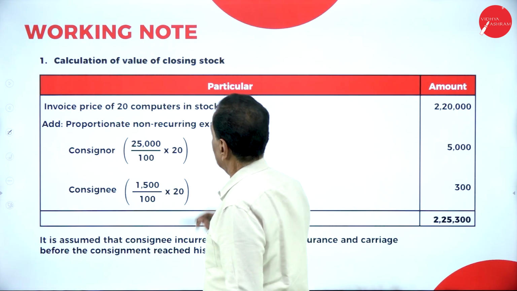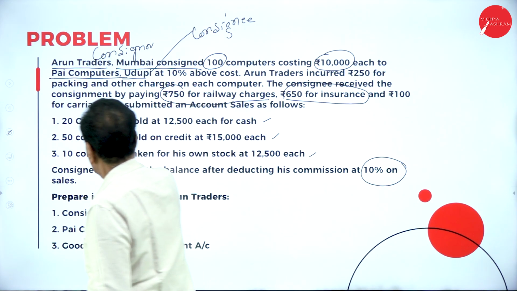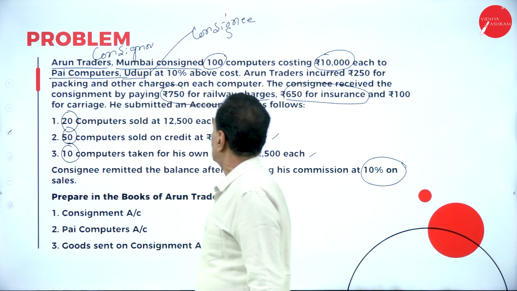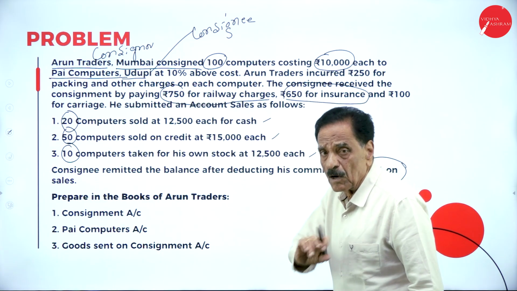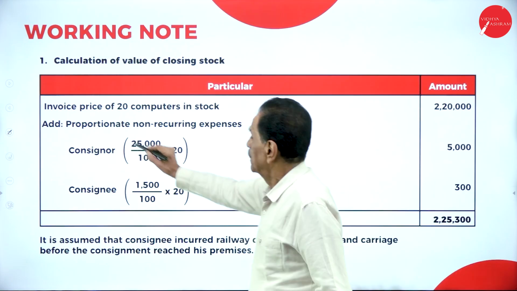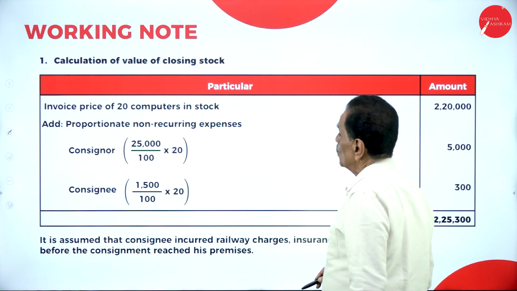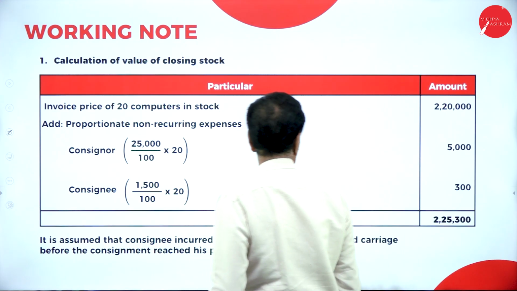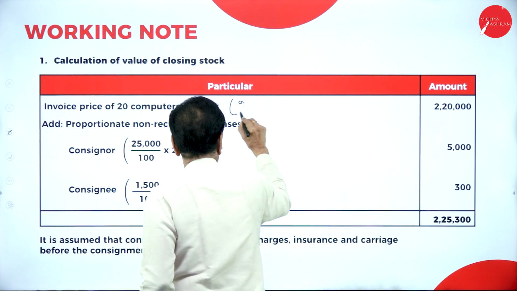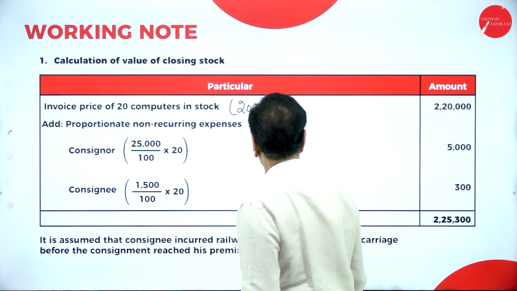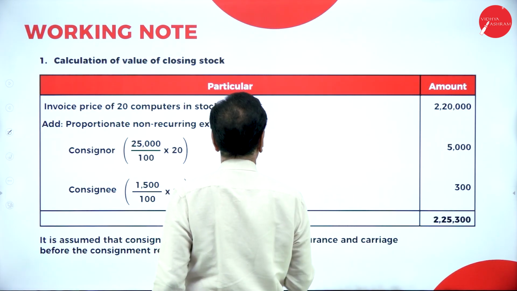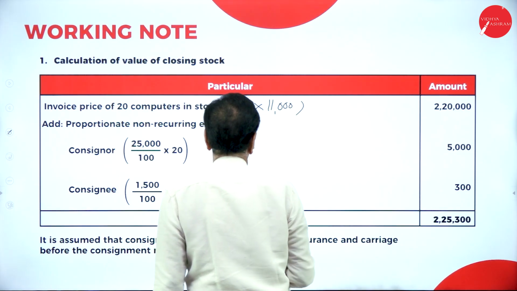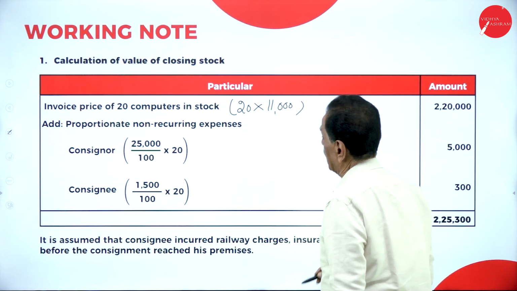So calculation of the value of the closing stock here: 20 computers. 50, 70, 10, 80 have been sold out of 100. 80 have been sold. How much is not sold? 20. Invoice price of 20 computers, 20 into, what's the price I told you? 11,000. So for 20 computers, 11,000, 11 twos are 22, 2,20,000.